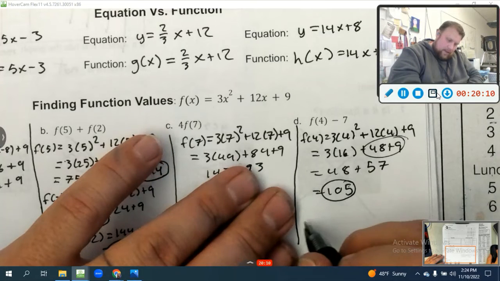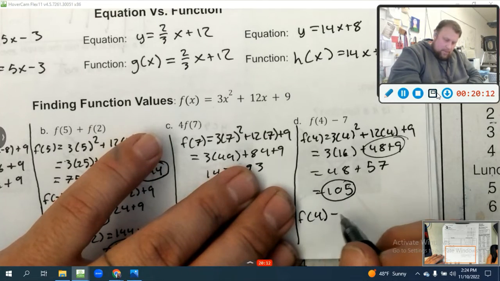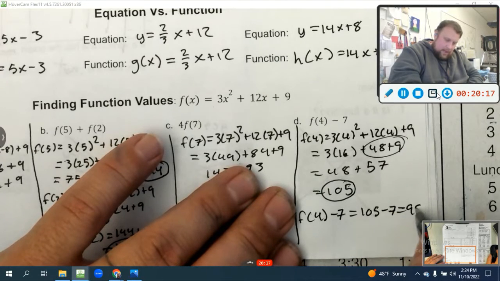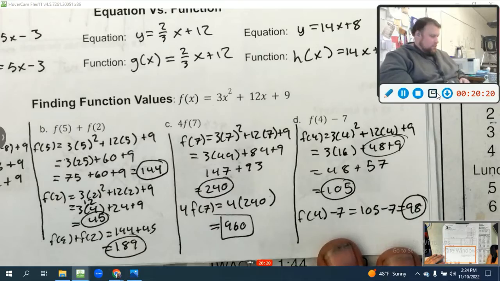And then f of 4 minus 7 is just 105 minus 7, which is 98. That's it. Look at that, guys. Not too bad. All right.